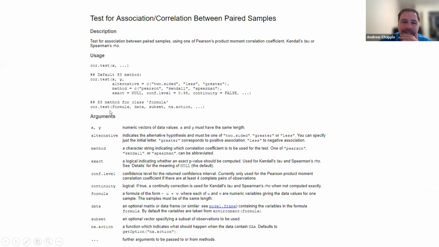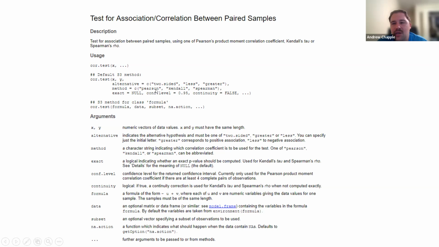So here's the cor.test, right? I can do alternative equals greater. You can see here, I can do two-sided, greater or less. I should be able to pick a value, I think. I don't see where it is. I should be able to pick a value here. This is really going to be important for you, this method.